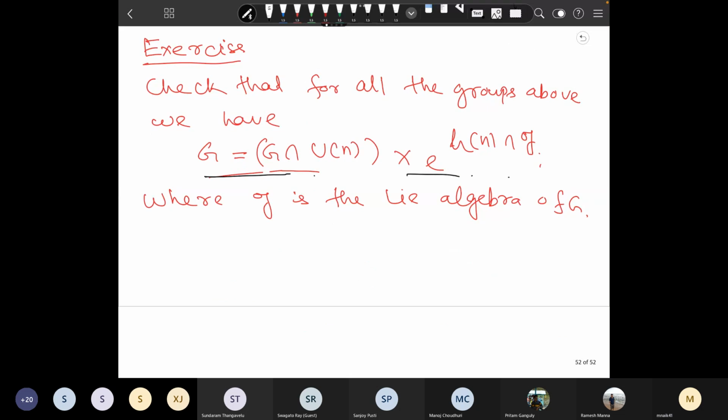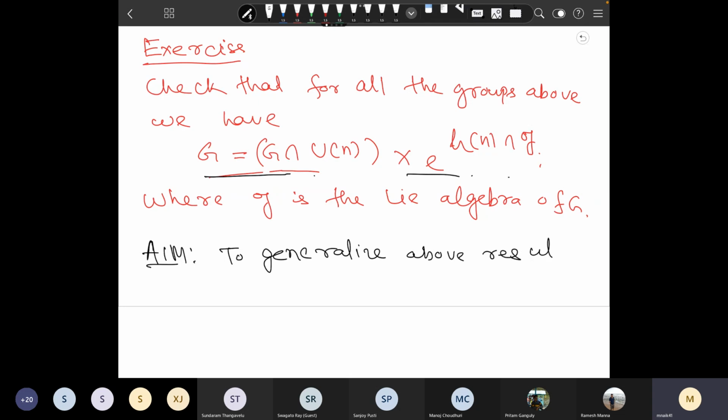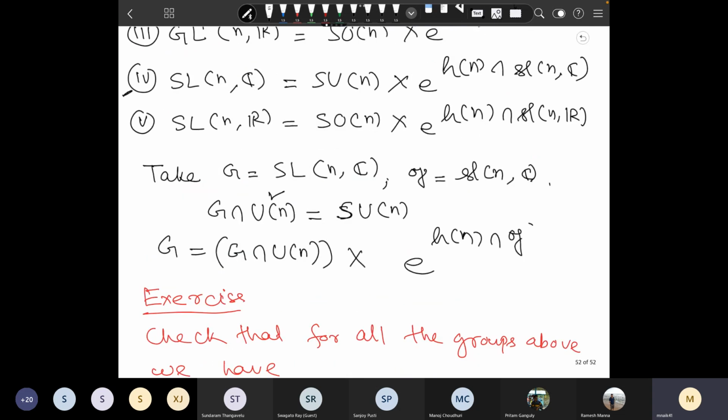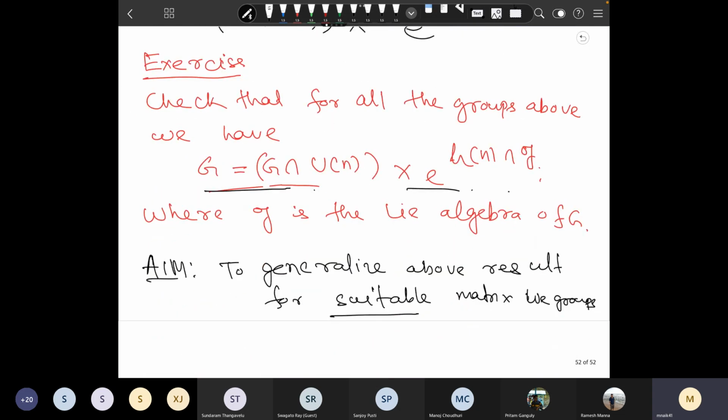So our aim now is to generalize the above result for a suitable class of matrix groups. What do we mean by suitable? You can ask this. Suitable means these groups are defined by a certain set of polynomials. Okay. So what is the meaning?